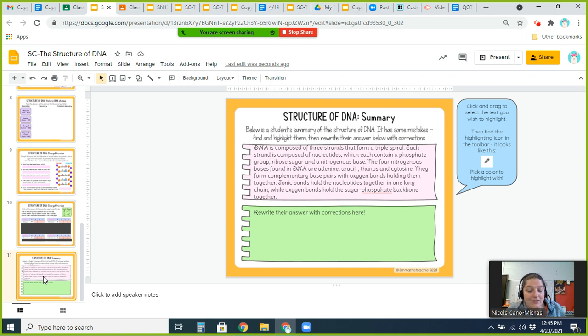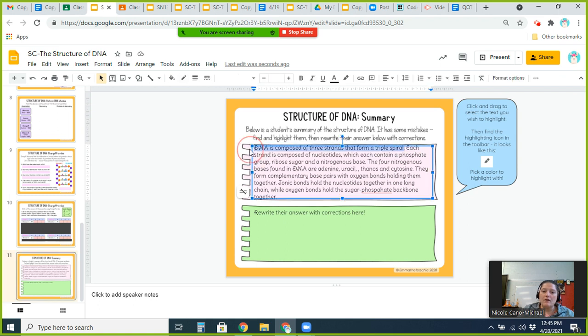Remember how I said I don't necessarily look at every single one, but I'll look at certain slides? Hint, hint, my favorite slide. This is a student answer, which is kind of wrong. So here's what we are going to do with this. There are 4 sentences in the student's answer. You are going to read each sentence and decide what's wrong with it.